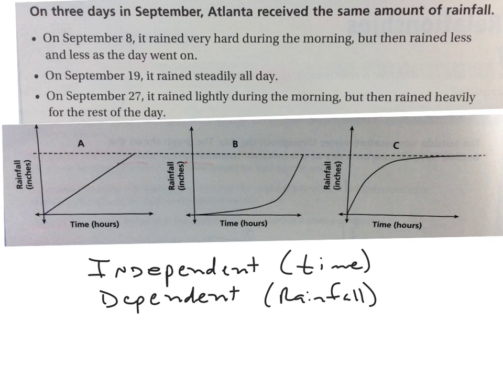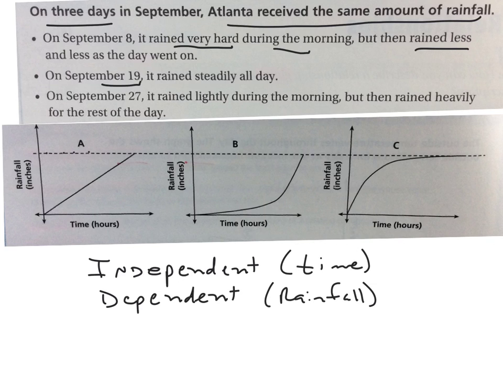All right, so we're going to take a look at the 3 days in September. Atlanta received the same amount of rainfall. Notice this dashed line means that this is the amount of rainfall that those 3 days received: September 8th, 19th, and 27th. On September 8th, it rained very hard during the morning. That means the amount of water increased rapidly since it's raining really hard. But then it dies down a little bit as the day goes on. So it's going to increase really fast, and then it's going to tail off.